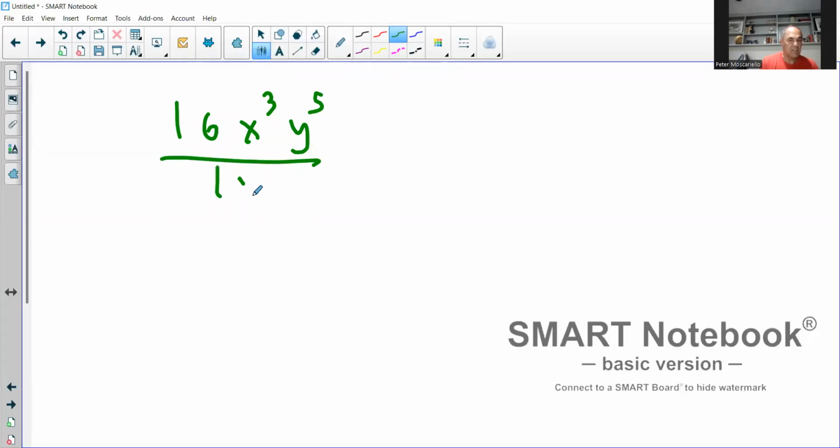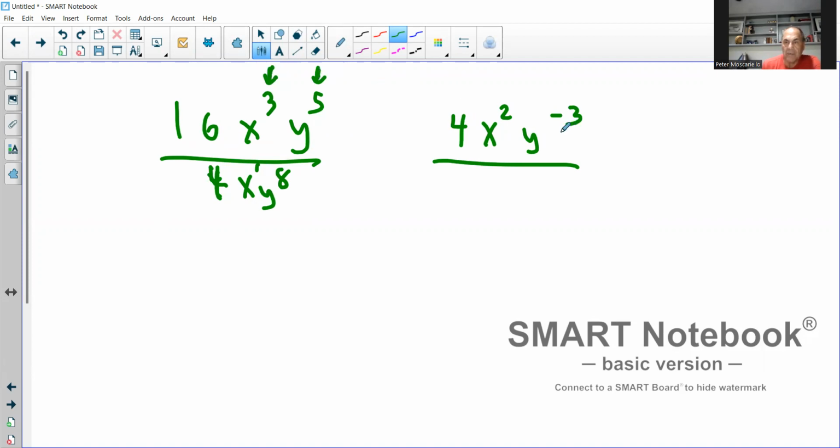19 is this. 16x cubed y to the fifth over 4x y to the eighth. You divide the coefficients. 16 divided by 4 is 4. You subtract the exponents top to bottom. 3 minus 1 is 2. 5 minus 8 is negative 3. If you subtract starting from the top, the result goes on the top. I'll say that again. If you subtract starting from the top, the result goes on the top. And now that y cubed just swings to the bottom. There's your answer. All right, so how about you try this one?